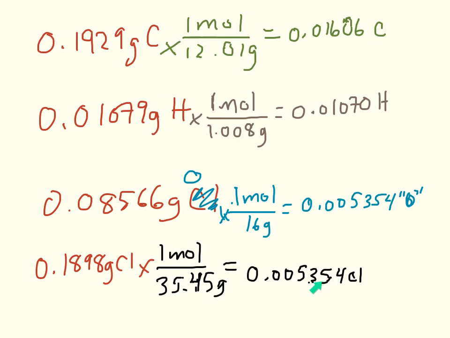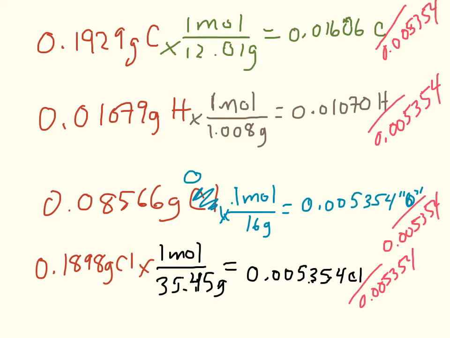Now, the next step is totally weird. We're going to kind of find the ratio between them all. We're going to divide by the smallest number, and the smallest number we have here is this number or that number. So we're going to divide them all by that number, which means these two numbers will be 1, which is great. So let's try that.